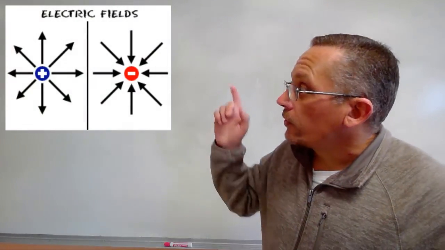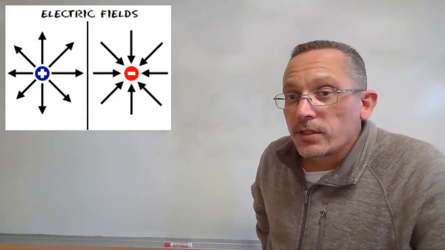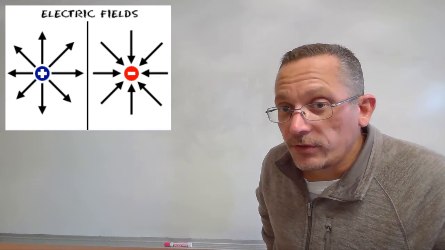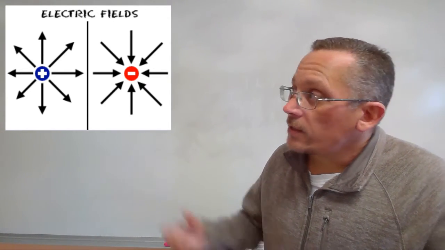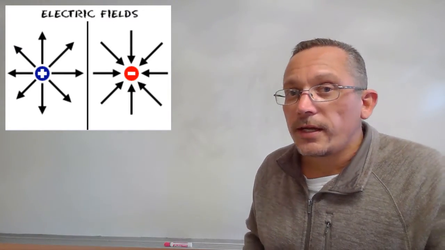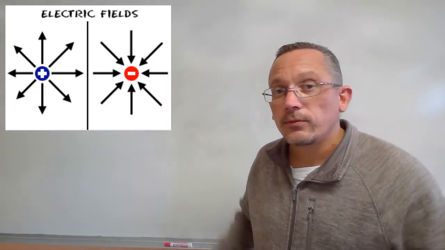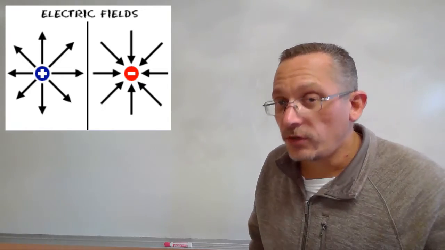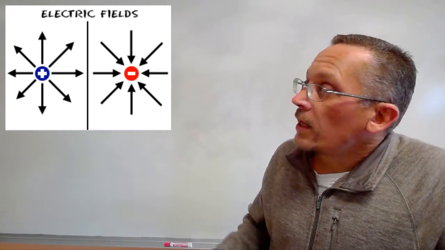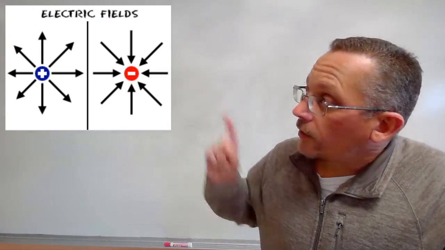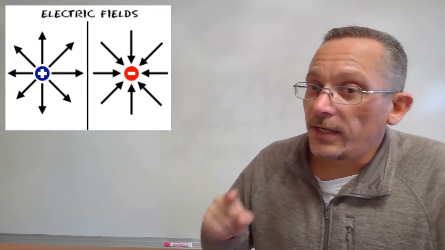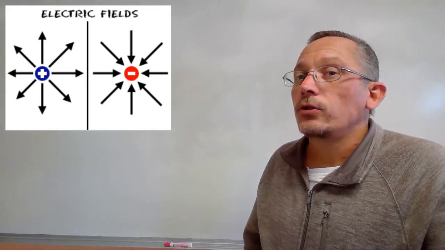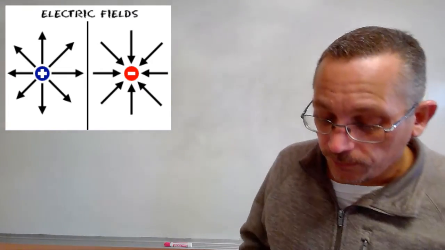right? So if you look at the picture I have up here, you can see a positive charge and a negative charge. And the arrows represent the electric field, right? You can see with just a single charge, the arrows just go straight out from the charge in each direction. Also notice that for a positive charge, electric field lines travel away from the charge. And for a negative charge, they point towards the charge.